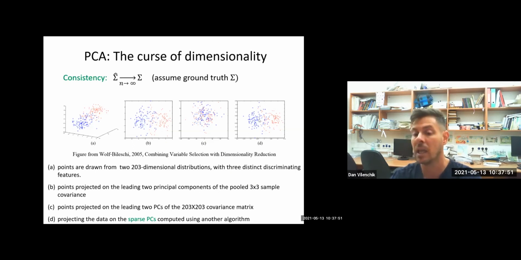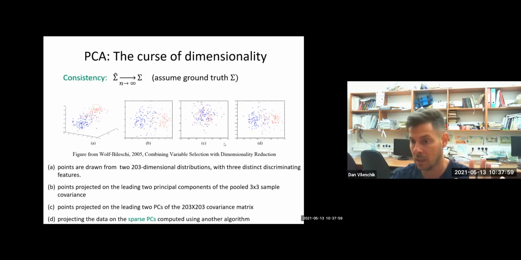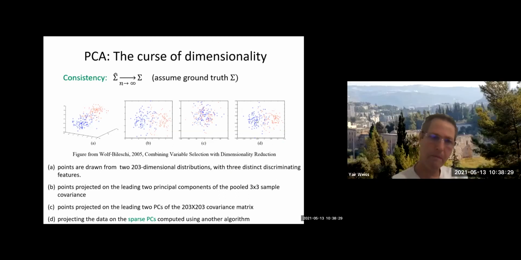And then in panel D, they recompute PCA, but not using this standard formula, but they use some other trick. They call it sparse PCA. So they use some other algorithm to compute. They will not be the principal components already. They are not eigenvectors of sigma hat, nor of sigma, but they compute 2 vectors which are informative. We see that this computation carried out on a 203 by 203 covariance matrix regains consistency. So now this picture is consistent with the ground truth, with how the data should look if we were to choose the right 3 dimensions.